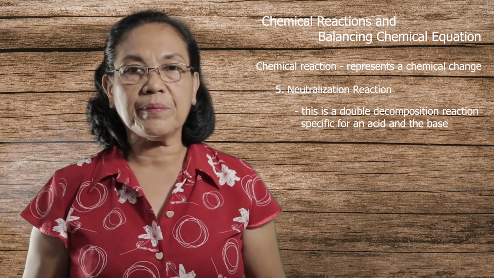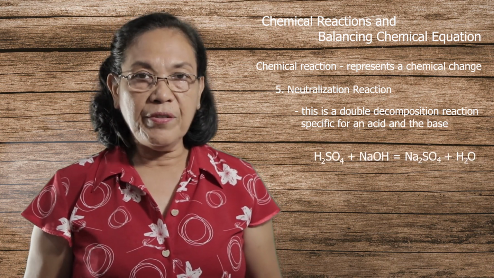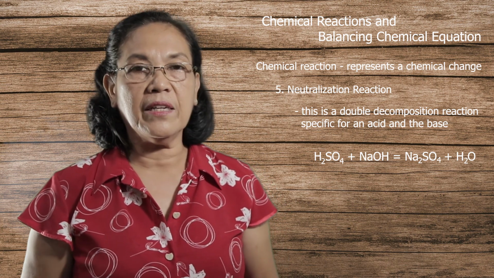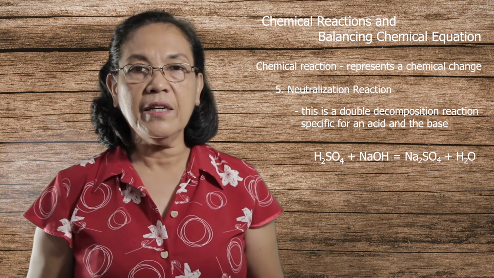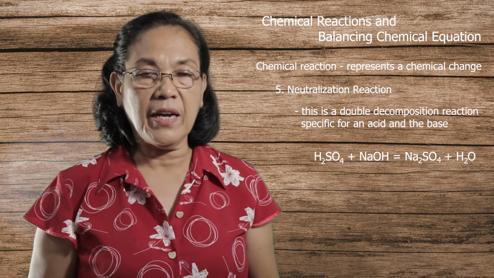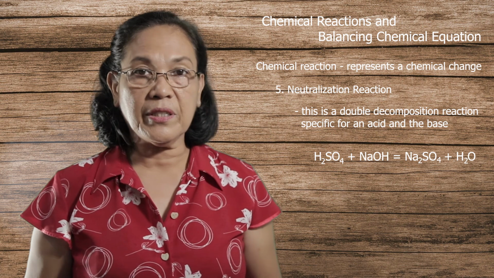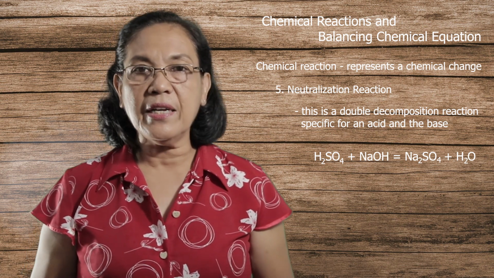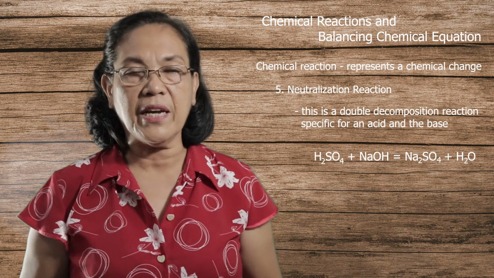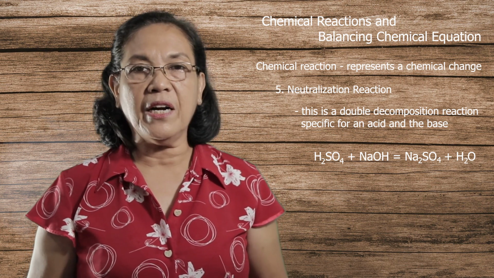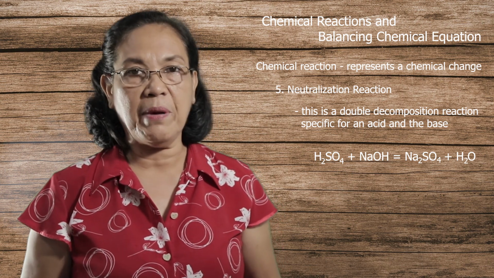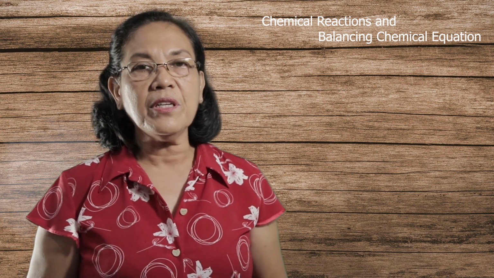For example, we have sulfuric acid reacted with sodium hydroxide. So the products formed are sodium sulfate as the salt plus water as its byproduct. Another example is hydrochloric acid plus potassium hydroxide. So the products formed are potassium chloride plus water as its byproduct. So those are the types of chemical reaction.